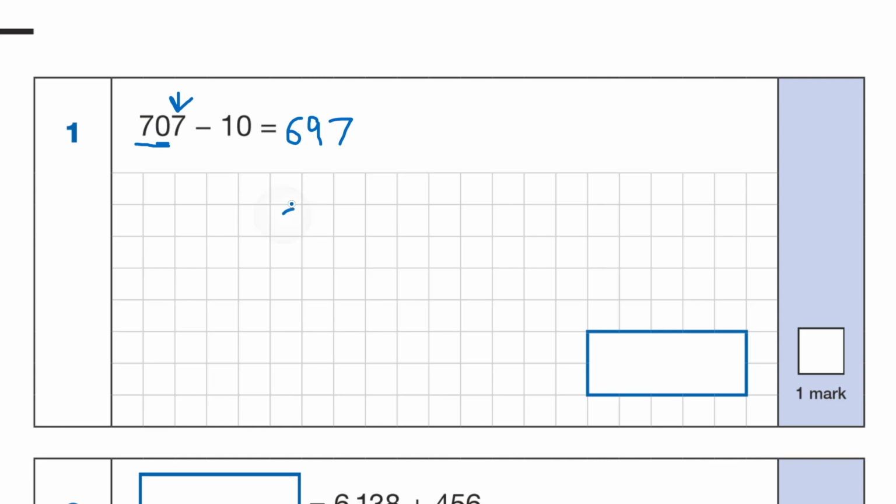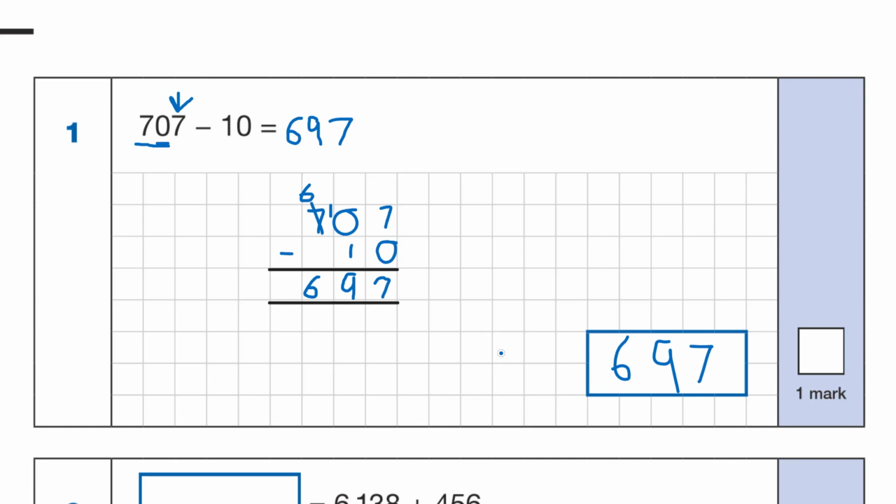If you're not confident with that, then it is going to be a simple column subtraction. So I'm writing the answer in there. So 707 subtract 10. Make sure that you line your digits up correctly. That's going to be the most important bit. 7 take away 0 is 7. 0 take away 1 we can't do. So that becomes a 6. That becomes a 10. 10 take away 1 is 9. 6 take away nothing is 6. If you do need help, make sure, see my 7 doesn't look very good because I've done it on a computer. Make sure when you write it in that it's very clear that it's a 7.